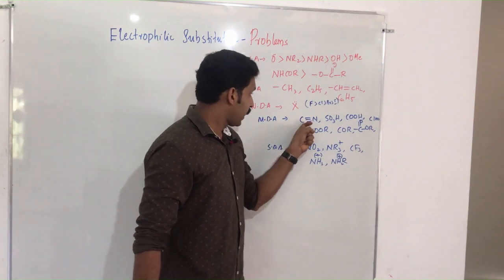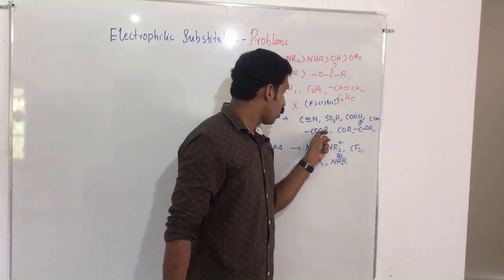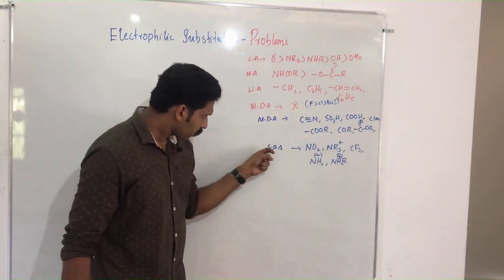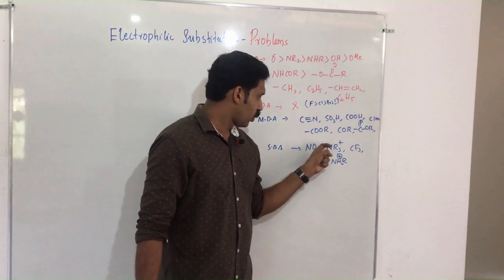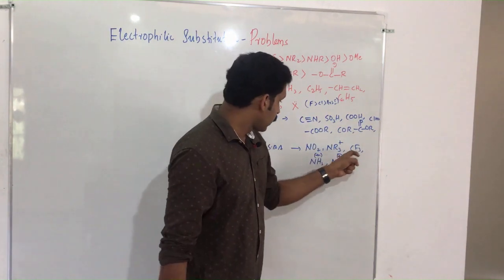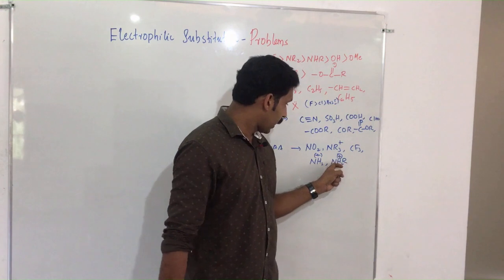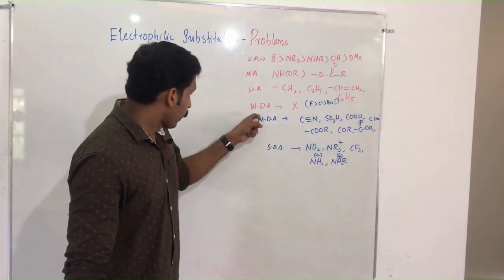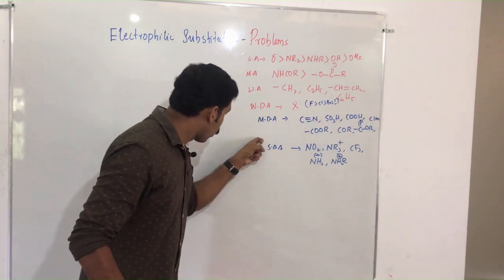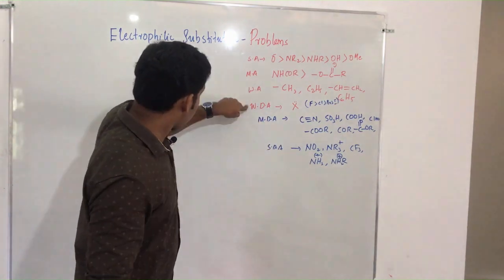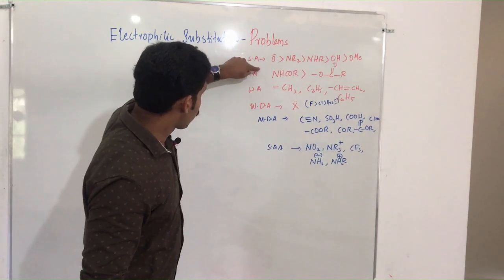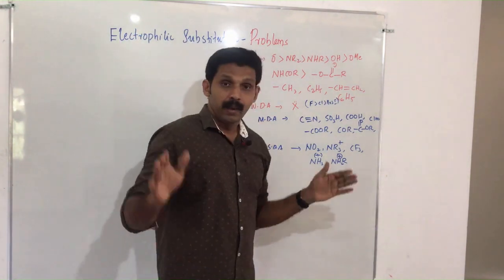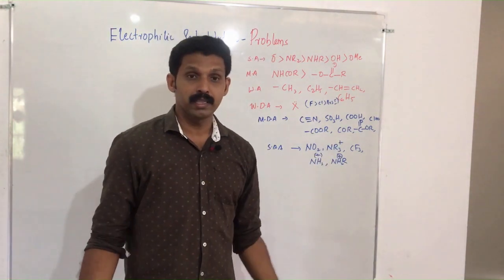Moderately deactivating groups: cyanide, SO3H, CHO, COR, that is the ketone group, and COOR, that means the ester group. Strongly deactivating groups: NO2, NR3+, that is a quaternary ammonium salt, CF3, and NH2R+, that is the anilinium ion, etc. These species are deactivating groups, and they are also meta-directing groups. The strongly activating, moderately activating, weakly activating and weakly deactivating groups are ortho-para-directing groups, and these are meta-directing groups. Now let us look at the questions.